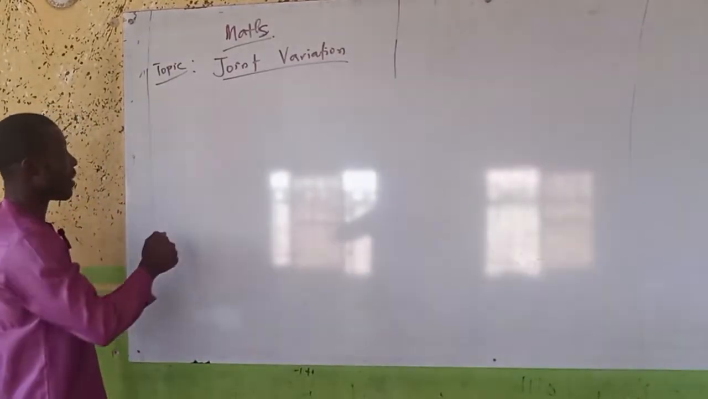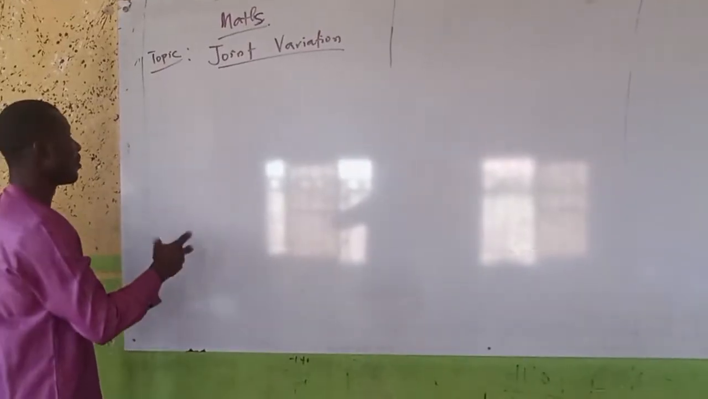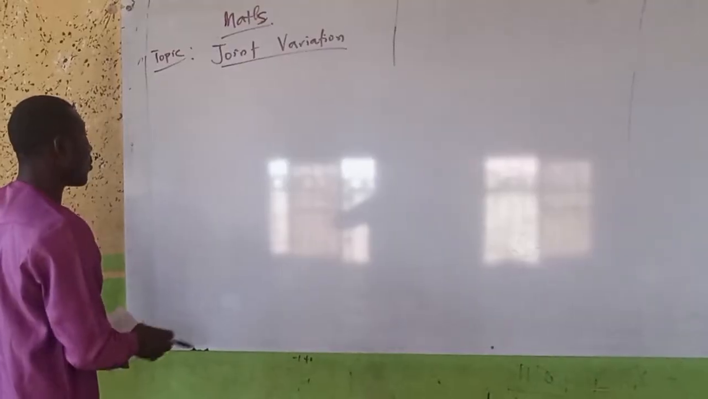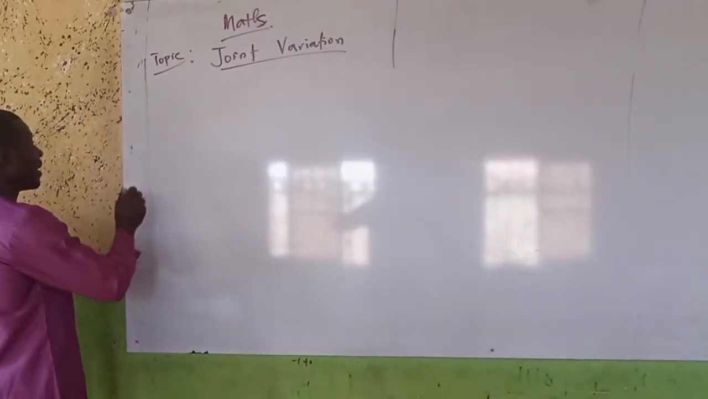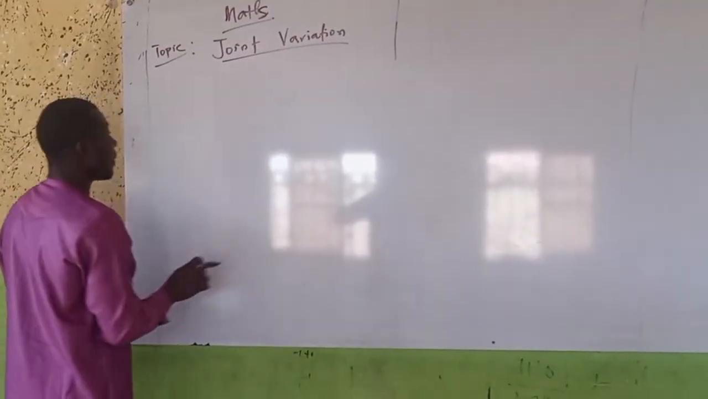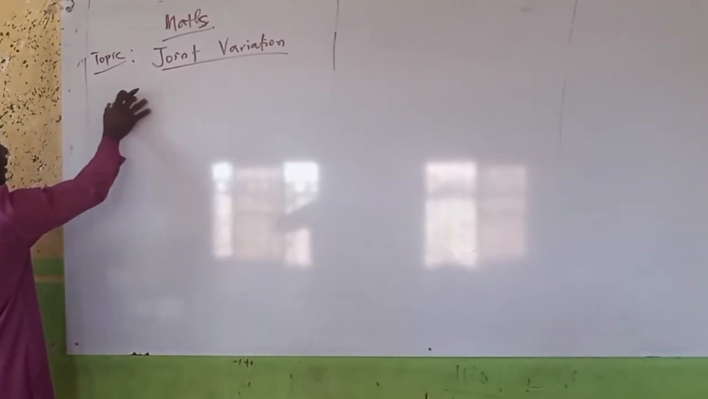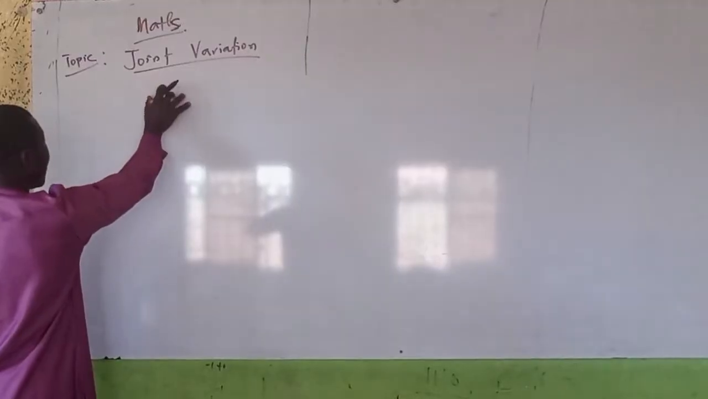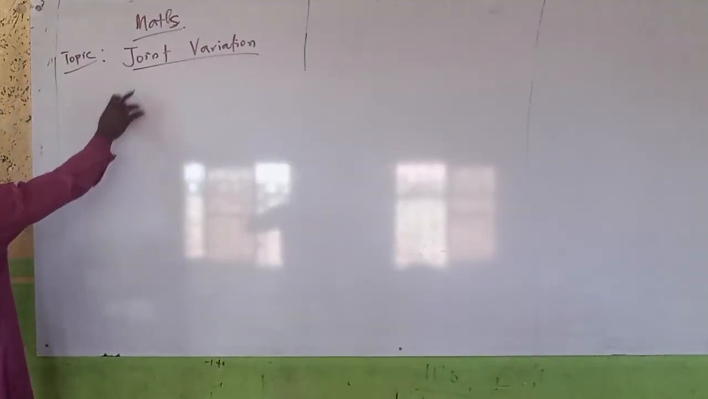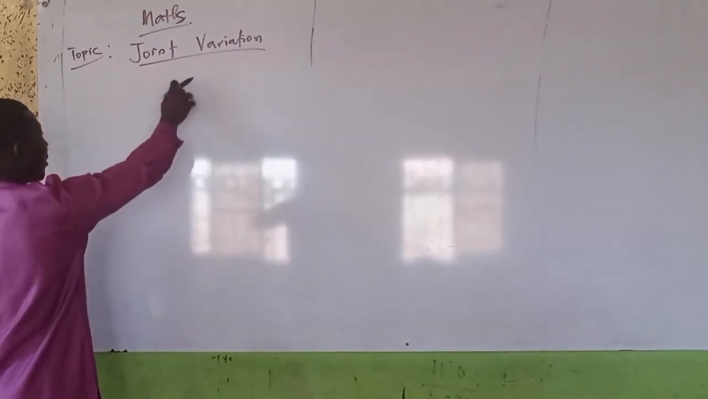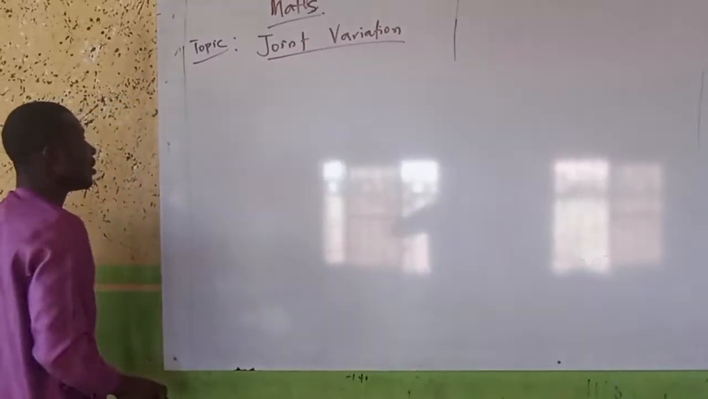As you all know, we have four major types of variation. We have direct variation, inverse variation, joint variation, and partial variation. Before we talk about joint variation, we must have knowledge about direct and inverse variation, because the two combined give us joint variation. After joint, we'll talk about partial variation. But today, we want to talk about joint variation.